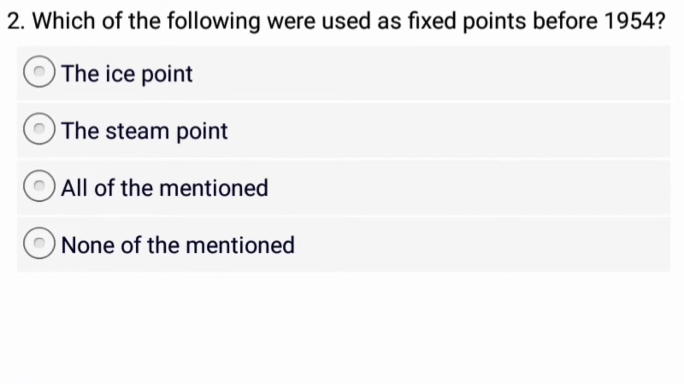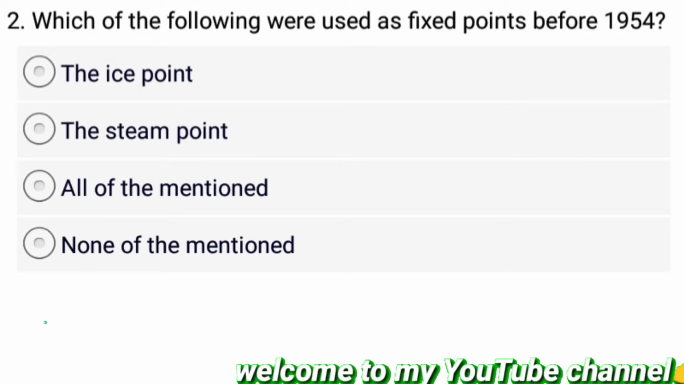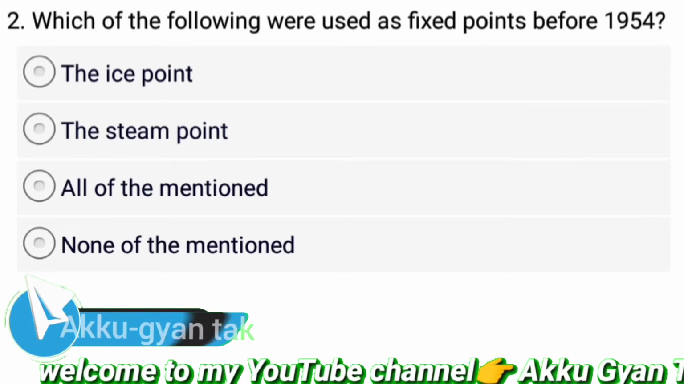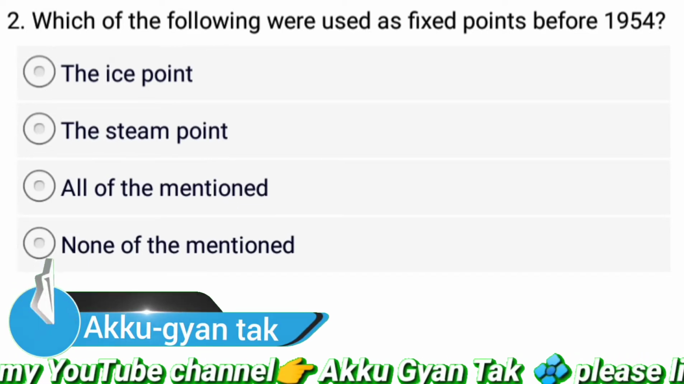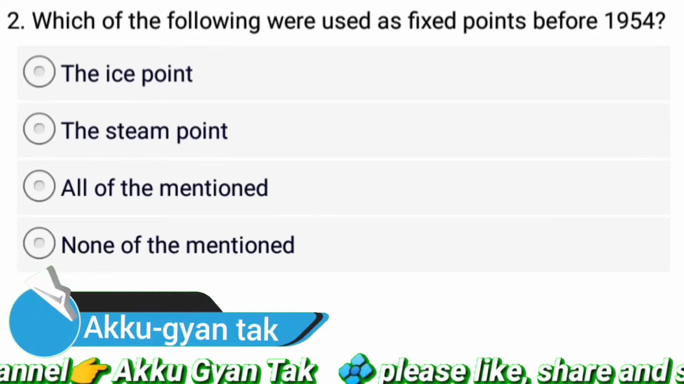Which of the following were used as fixed points before 1954? A. The ice point. B. The steam point. C. All of the mentioned. D. None of the mentioned.